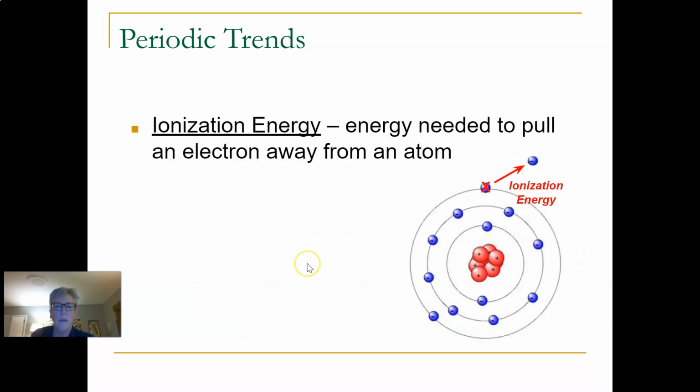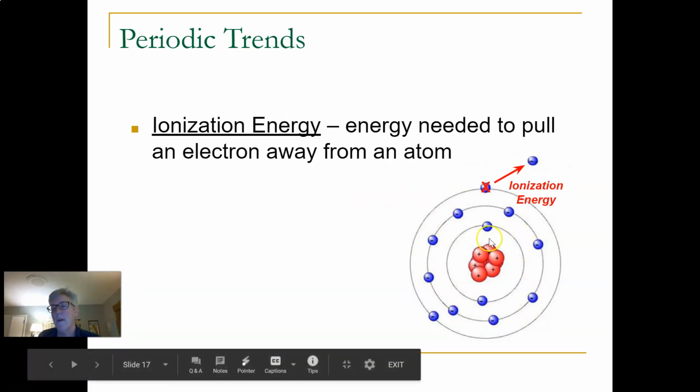All right, let's talk about ionization energy. Okay, this is just defined as the amount of energy that's needed to pull an electron away from an atom. So if you recall here for a second, when atoms lose an electron, they become an ion. Okay, in this case, they become a positively charged ion.